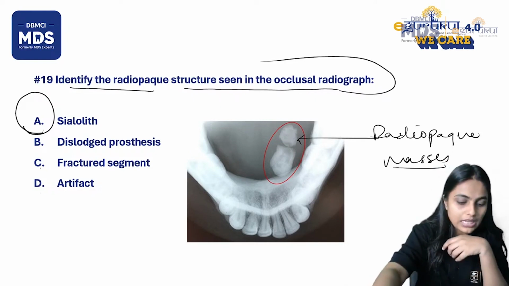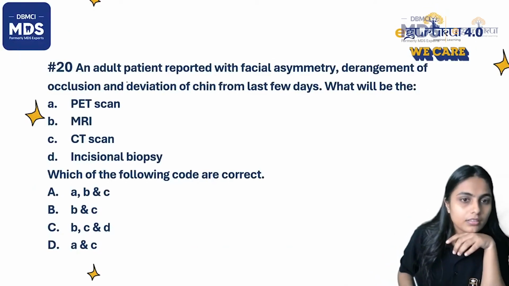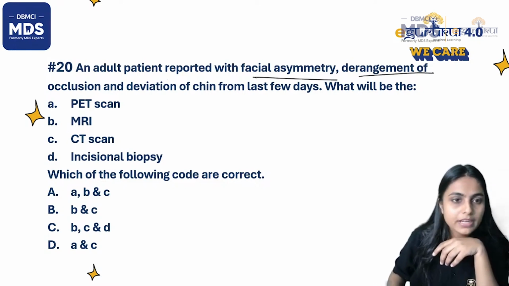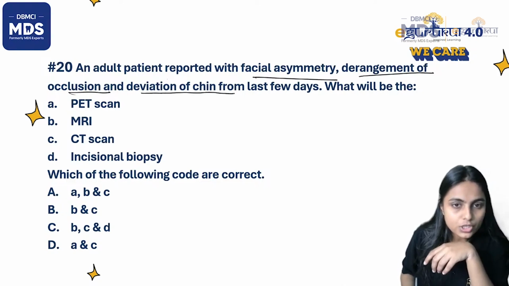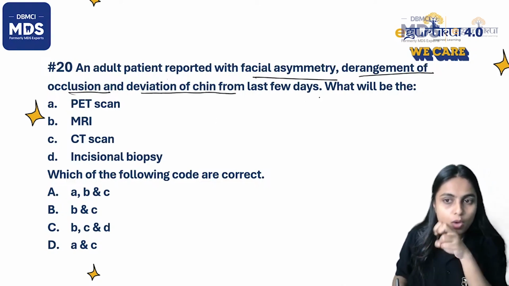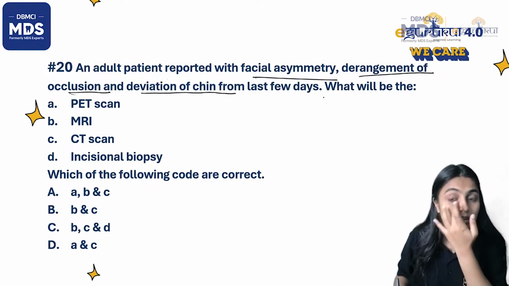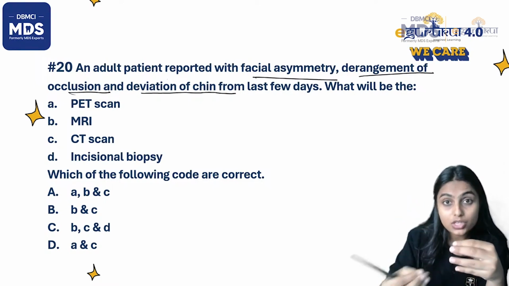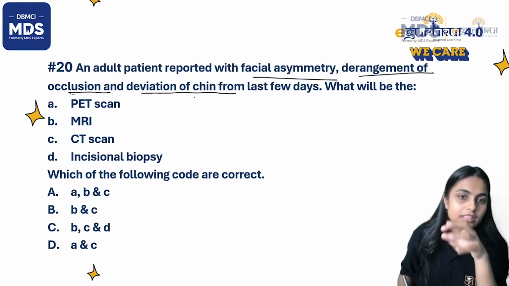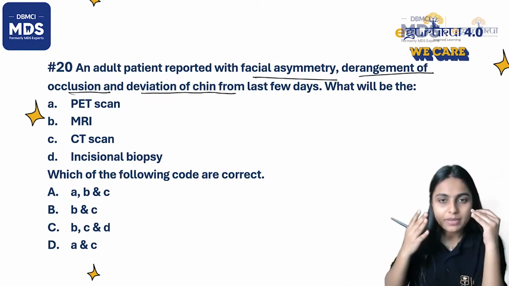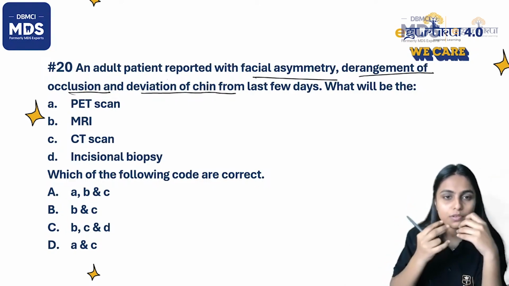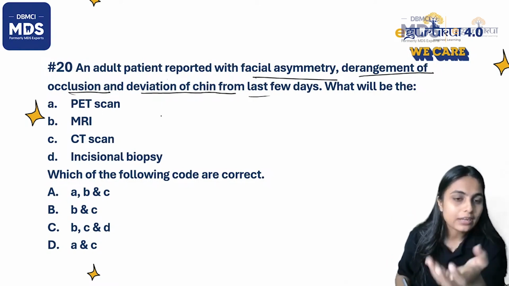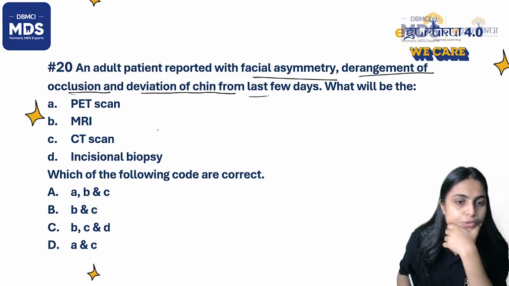Let's move on to the last question of the day. An adult patient reported with facial asymmetry, derangement of occlusion, and deviation of chin from the last few days. What investigations would you prefer for this patient? The patient has facial asymmetry, derangement of occlusion, and deviation of chin. What investigations would you advise?